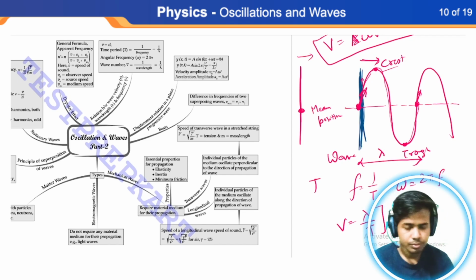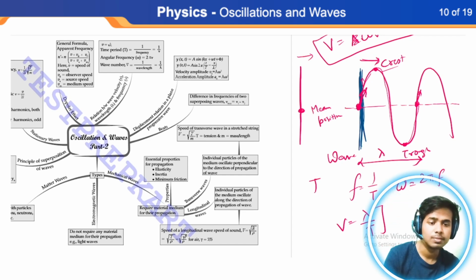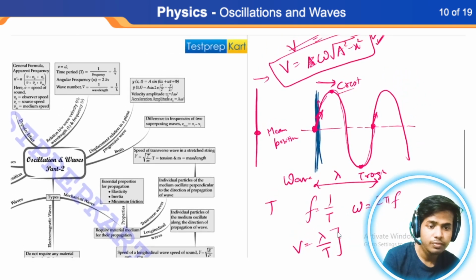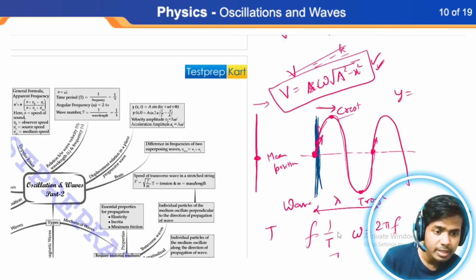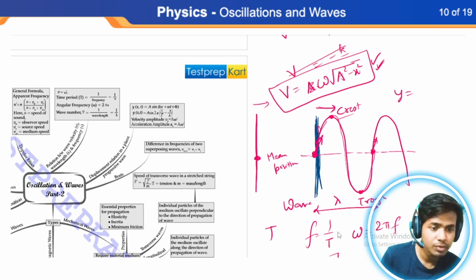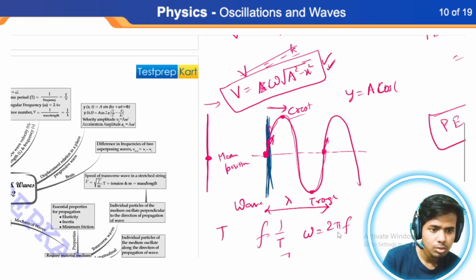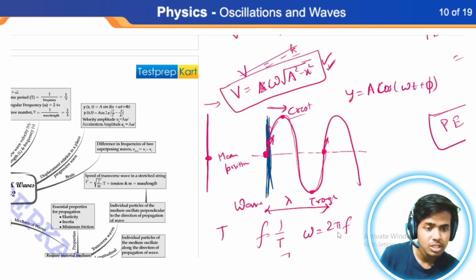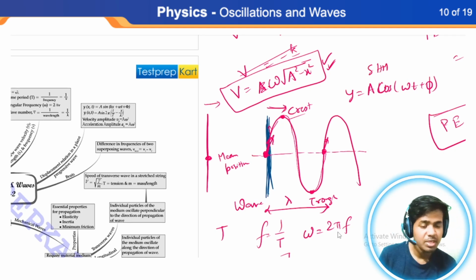Now let's compare it with the SHM as well. The equation for SHM looked very much like y is equal to a cos omega t plus phi. This is for SHM, not wave. Now what will I do here?